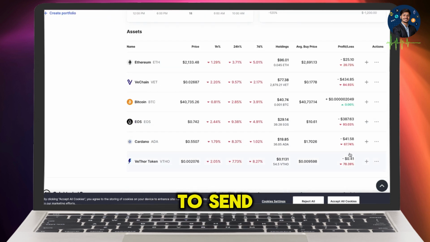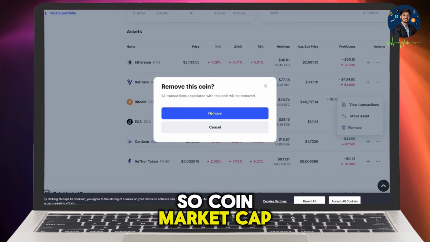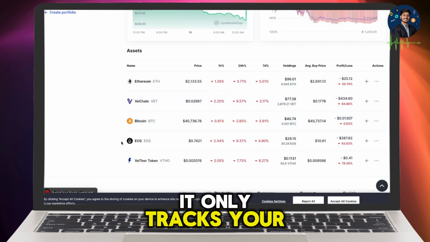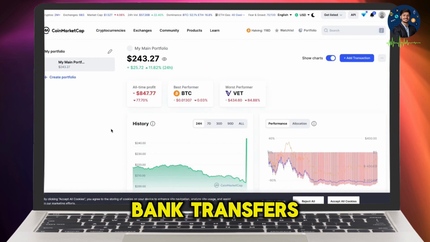But if you need to send crypto to cash, you must use your actual exchange. So CoinMarketCap cannot withdraw funds, it only tracks your holdings. Then that's how you'd convert portfolio tracking into real bank transfers.